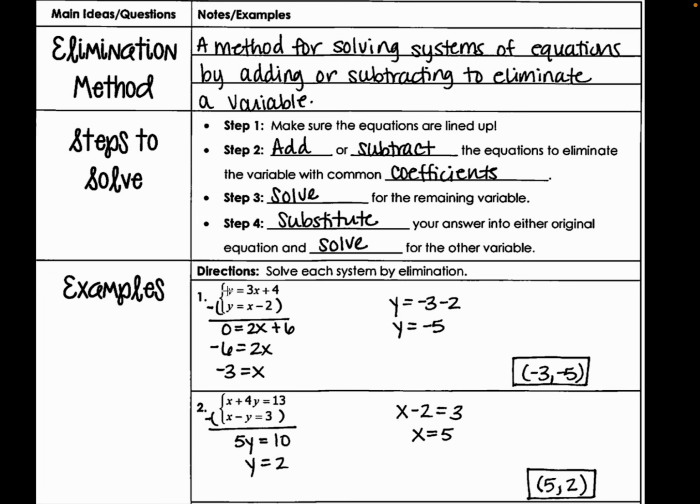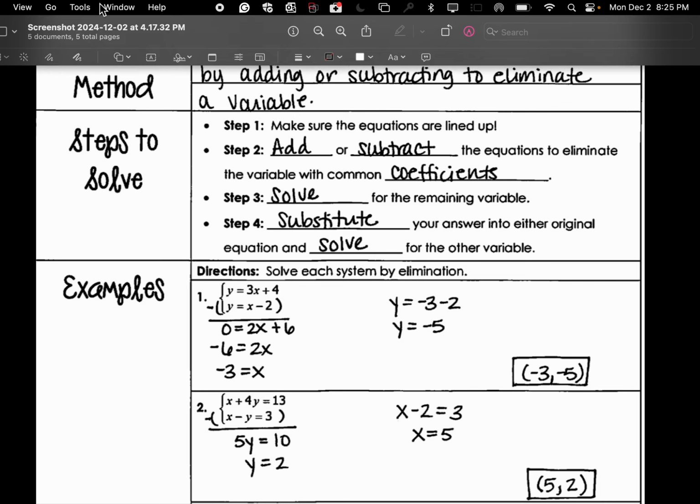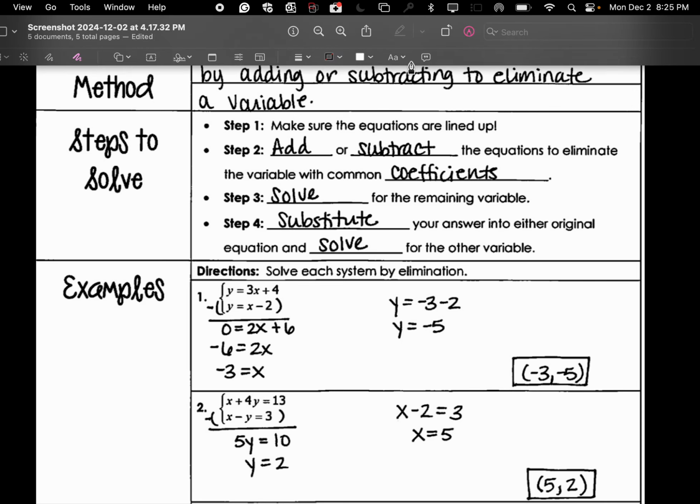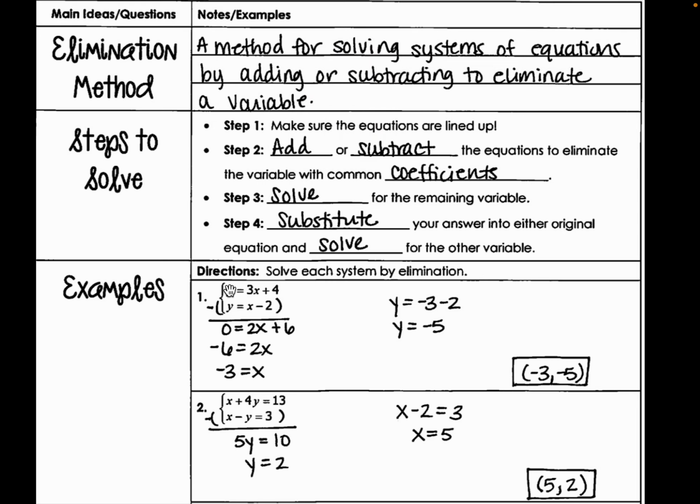Coefficients are the numbers in front of the variable. So in front of this y right here, there's a 1, and in front of this y right here, there's a 1, right? So if we have variables that have common coefficients, we can add or subtract these equations to eliminate it. Here's what I mean. So if we have 1y right here, and then we have another 1y right here, think about it. If we do 1 minus 1, we end up with 0. It's eliminated like we want it to be.